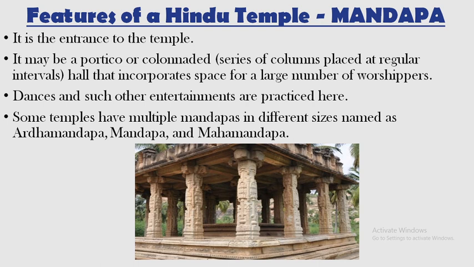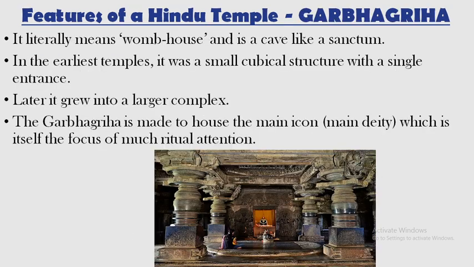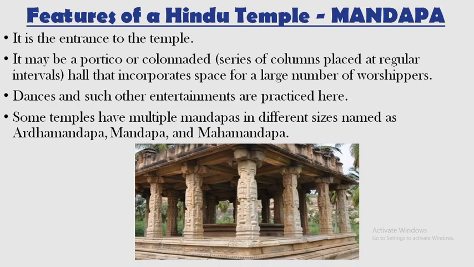So some temples have multiple mantapas in different sizes. One is Ardha Mantapa, Mantapa, Maha Mantapa. See this temple where you are seeing, it is a basic mantapa. Like people used to gather here and in the middle they used to perform some dance or some music and they used to worship God.